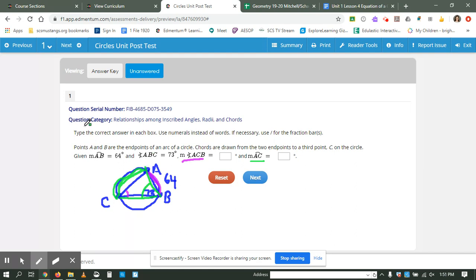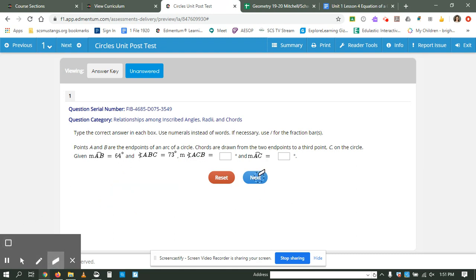If you notice, the directions say to type the correct answer in each box, and to use numerals instead of words. And if you need to use the backslash or the fraction bar, I'm going to give you a hint: there are not any fractions in either of these two answers that you should be coming up with. That should help you get through that one.